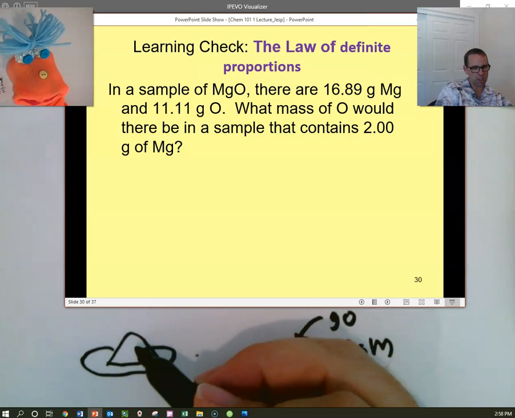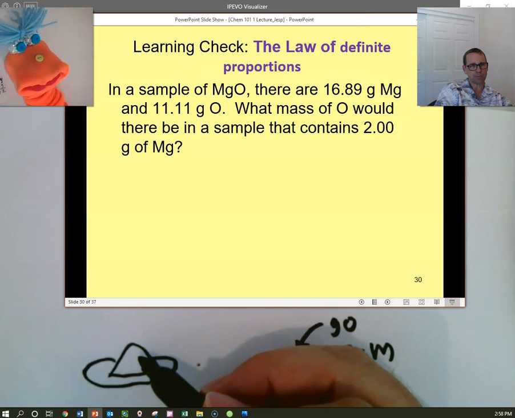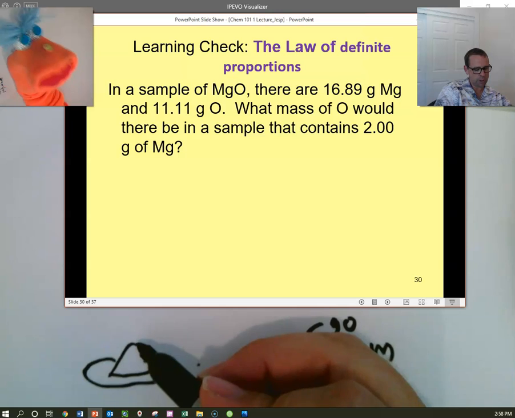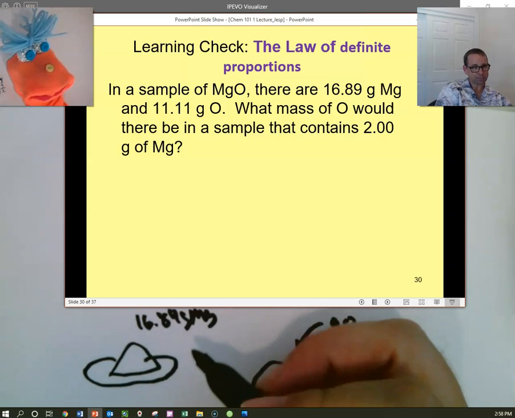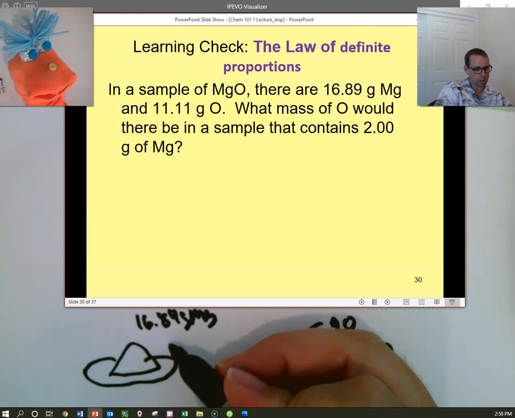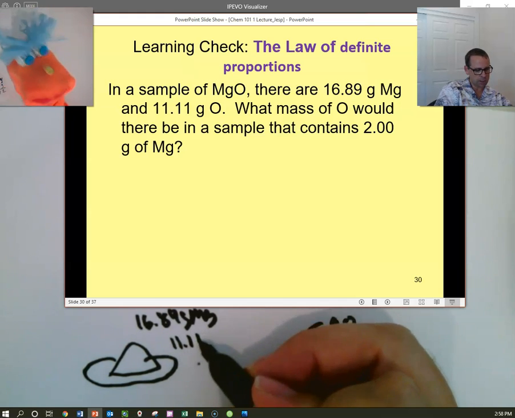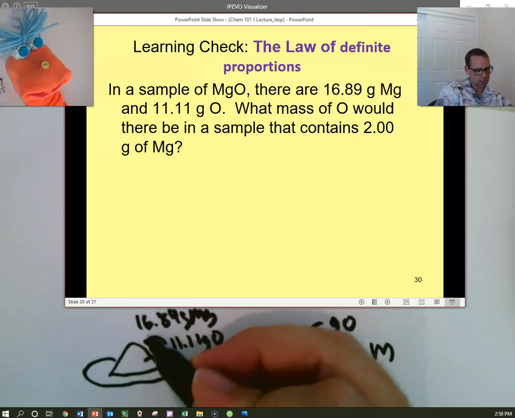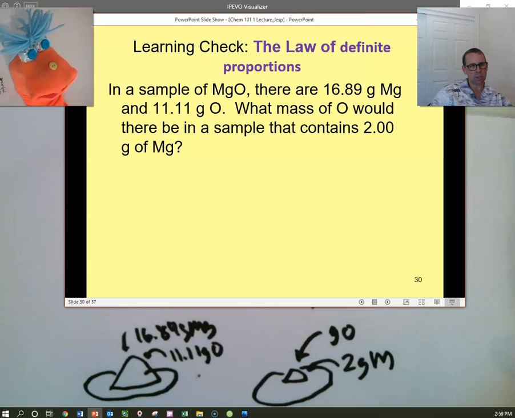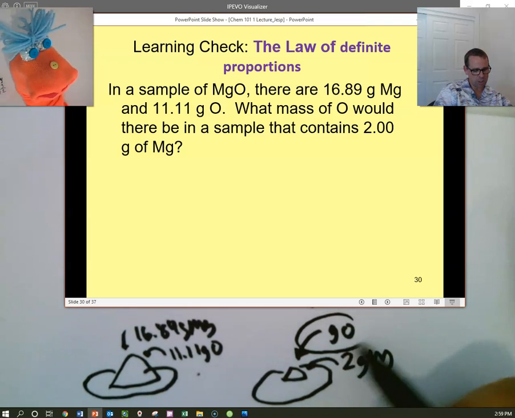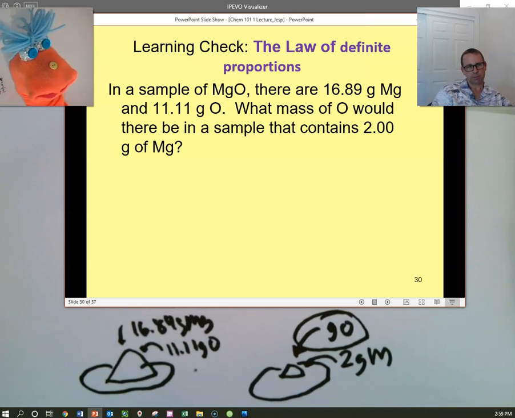How about this one over here? How many grams of magnesium are here? 16.89. That's right, 16.89 grams of magnesium. And then 11.11 what? Grams of oxygen. That's right, grams of oxygen. So how can I determine the grams of oxygen in that sample over there? You could just use a ratio because it has to be the same ratio.